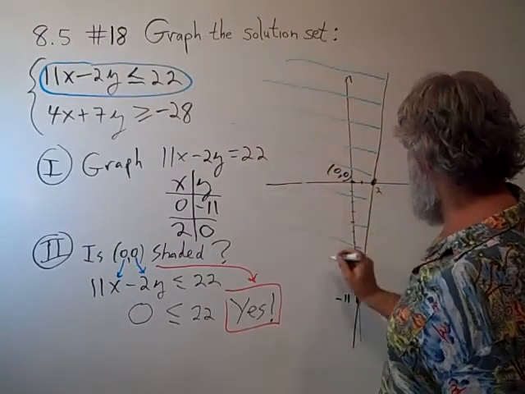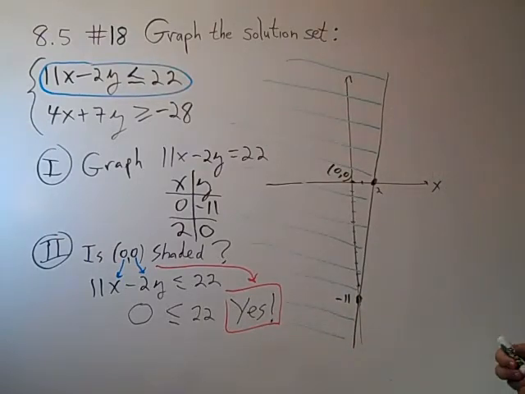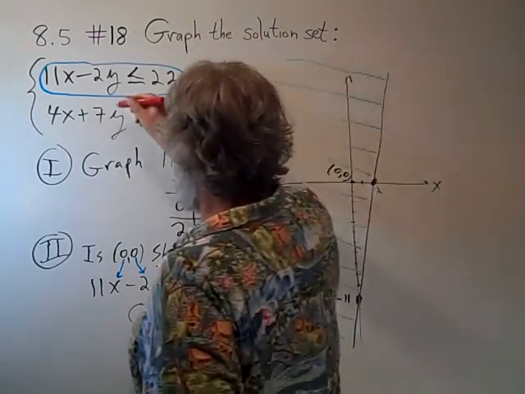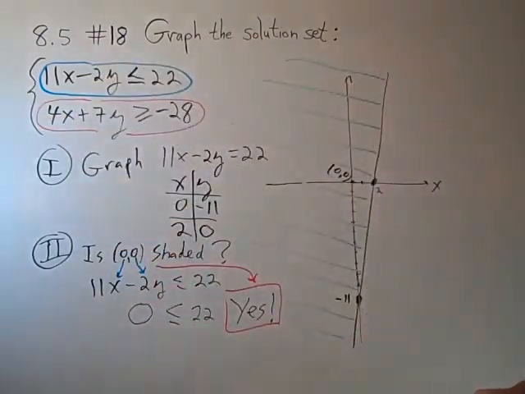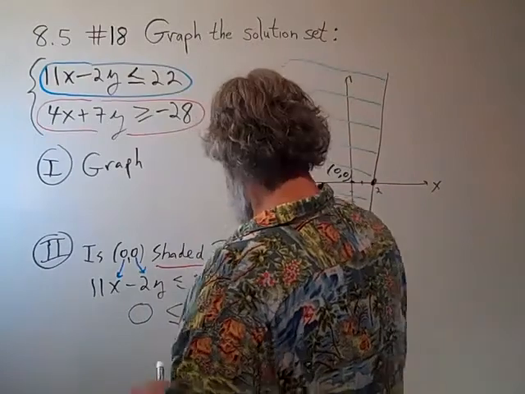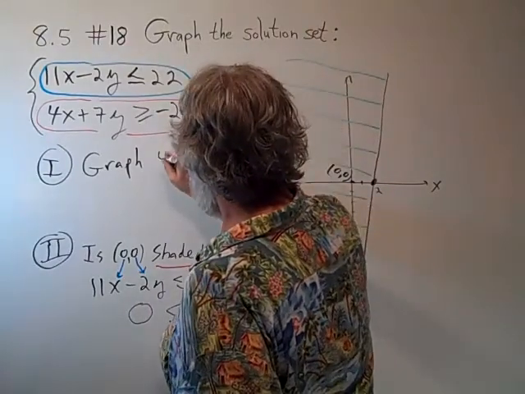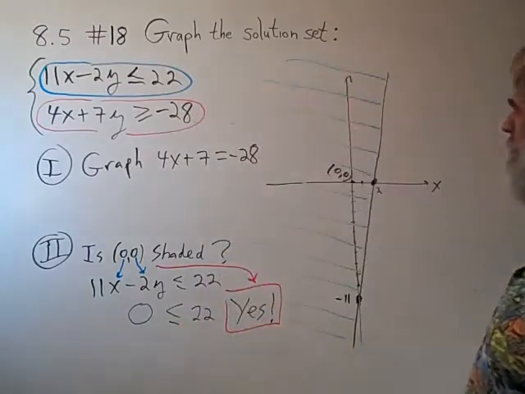Now that we've finished graphing the solution set of the first of our two linear inequalities, we turn our attention to the second. We must also graph this one, and the overlap, or the intersection, of the two regions will be the solution set to the system of linear inequalities. So in order to do this, we first have to graph the line 4x plus 7y equals negative 28.